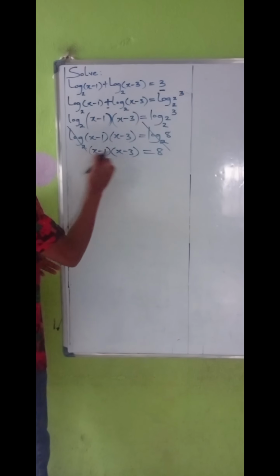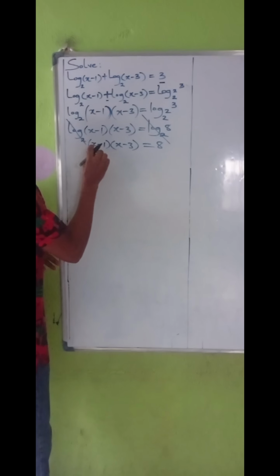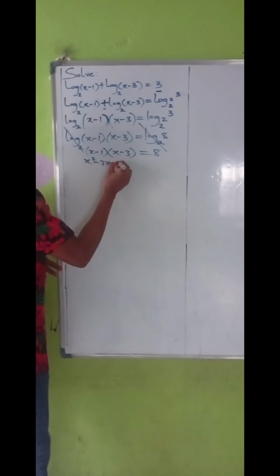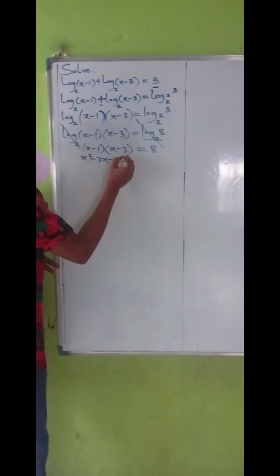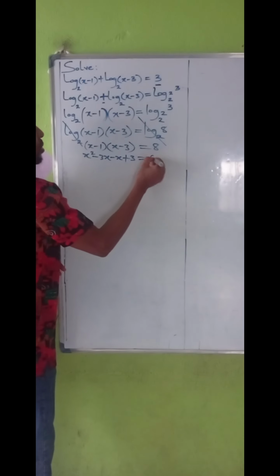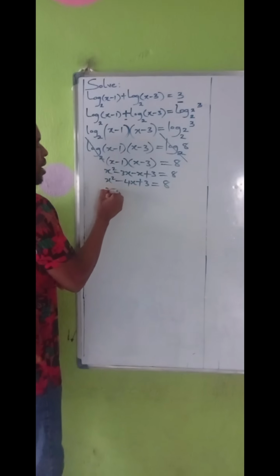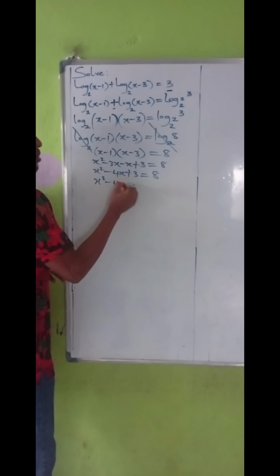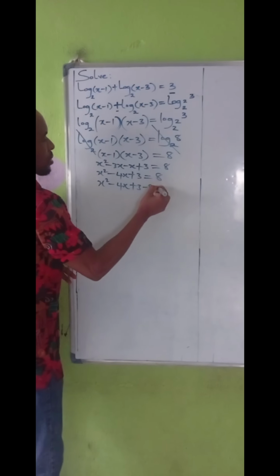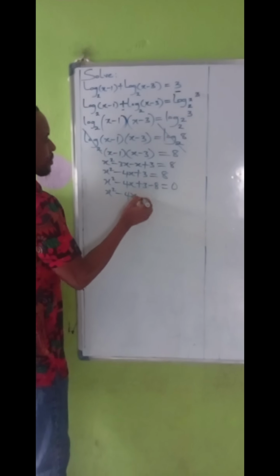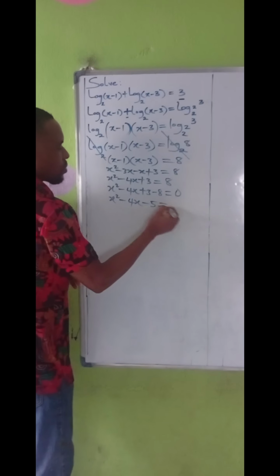Let's open up this bracket. x times x gives us x squared. x times minus 3 gives us minus 3x. Minus 1 times x gives us minus x. Minus 1 times minus 3 gives us plus 3, equals 8. So we have x squared minus 4x plus 3 equals 8. Let's bring this 8 over. We now have x squared minus 4x plus 3 minus 8 equals 0, so x squared minus 4x minus 5 equals 0.